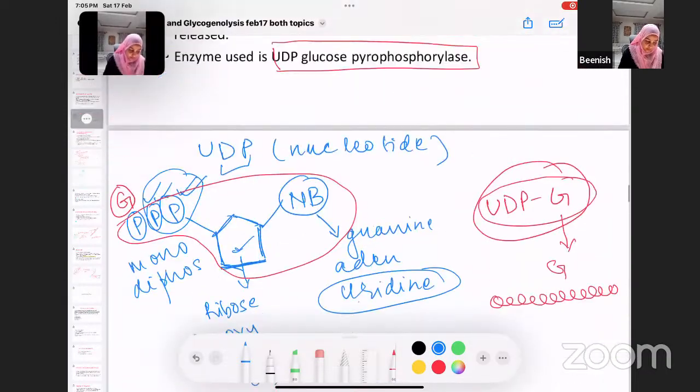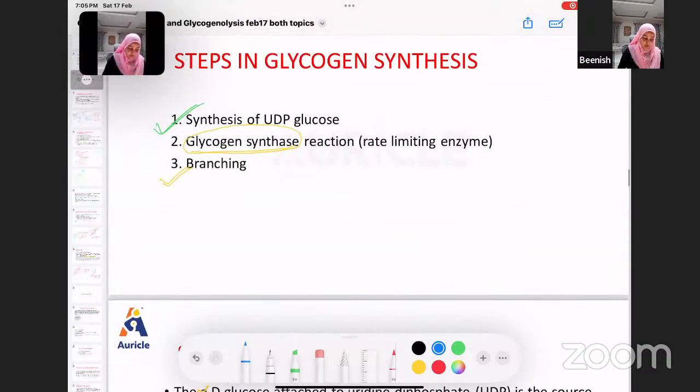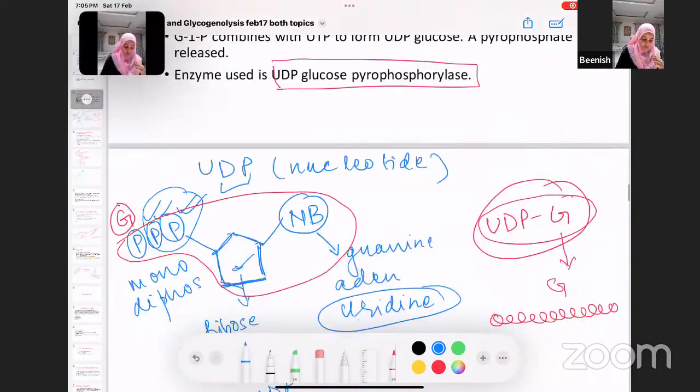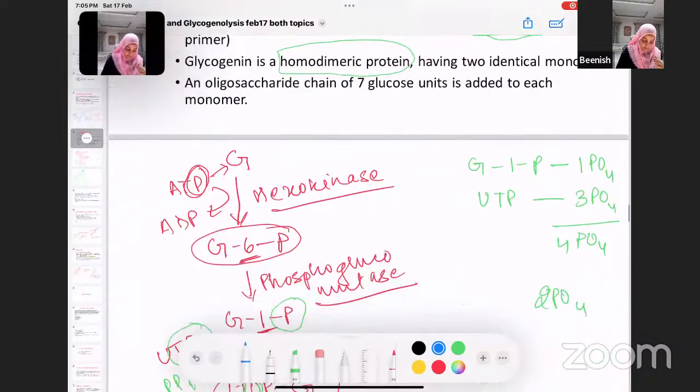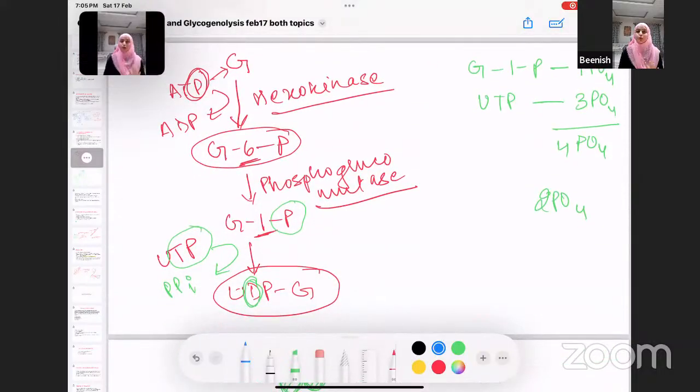I'll quickly recapitulate the steps. What were the steps involved? Synthesis of UDP glucose. How UDP glucose was synthesized, we just saw here. The glucose changes into glucose 6 phosphate, then to glucose 1 phosphate. Now this glucose 1 phosphate combines with UTP to form UDP glucose. This UDP glucose is the donor of glucose in glycogen synthesis.